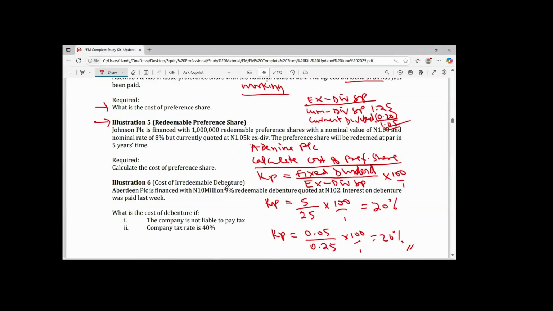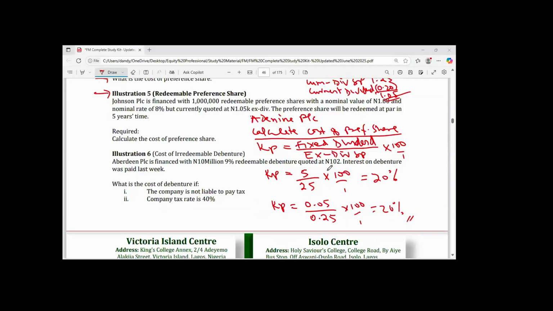Illustration number 5. I need one of you to read. David, read for us. Johnson PLC is financed with 1 million redeemable preference shares with a nominal value of 1 naira and nominal rate of 8%, but currently quoted at 1 naira 5 kobo ex-div. The preference share will be redeemed at par in 5 years' time. Calculate the cost of preference share.